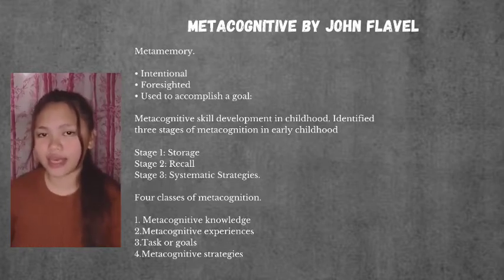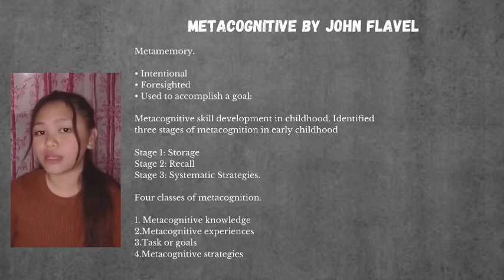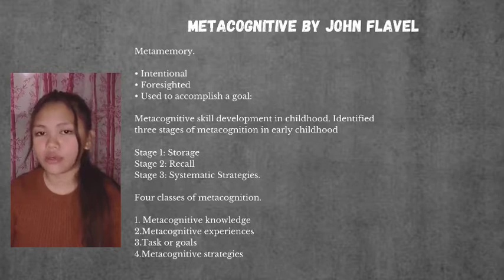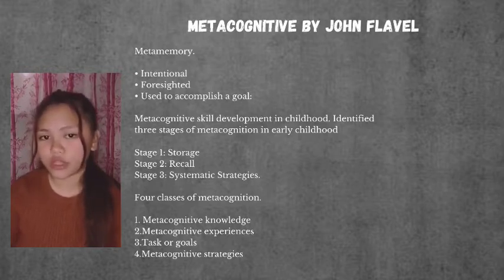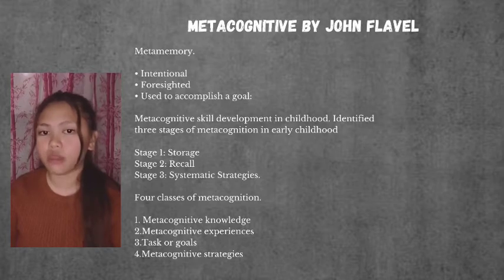Stage 3 is systematic strategies. Children use systematic strategies to recall information even when they did not predict that it would be required. They use active recall strategies such as self-questioning and thinking aloud so that information can be recalled from longer-term memory.